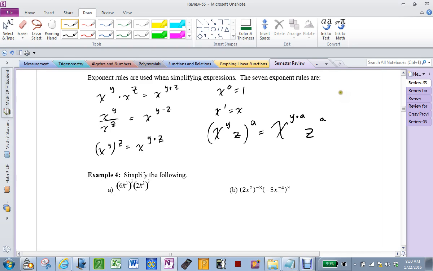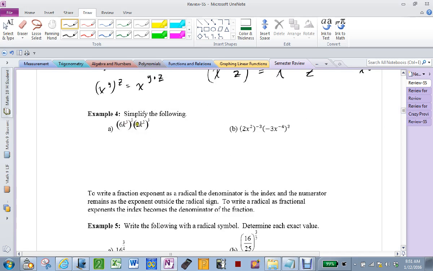Oh, negative, thank you, yes. X to the negative y is 1 over x to the positive y. And its partner, 1 over x to the negative y, is x to the positive y. So, coming down to here, you're all bad at exponents. I would recommend having a look at this.